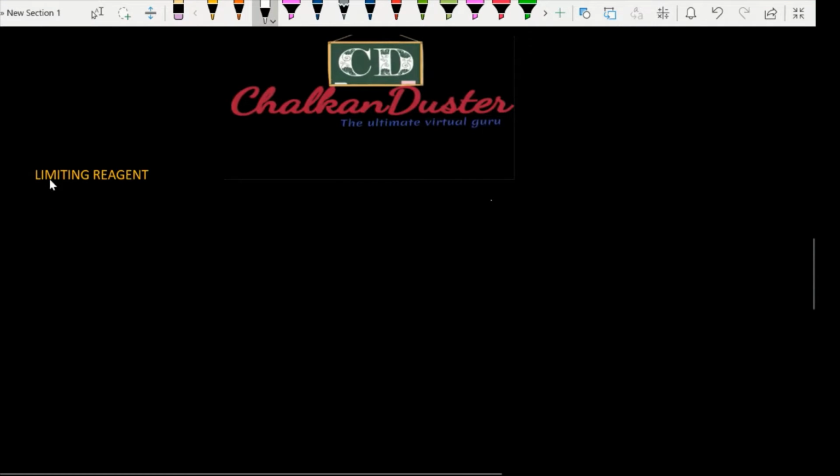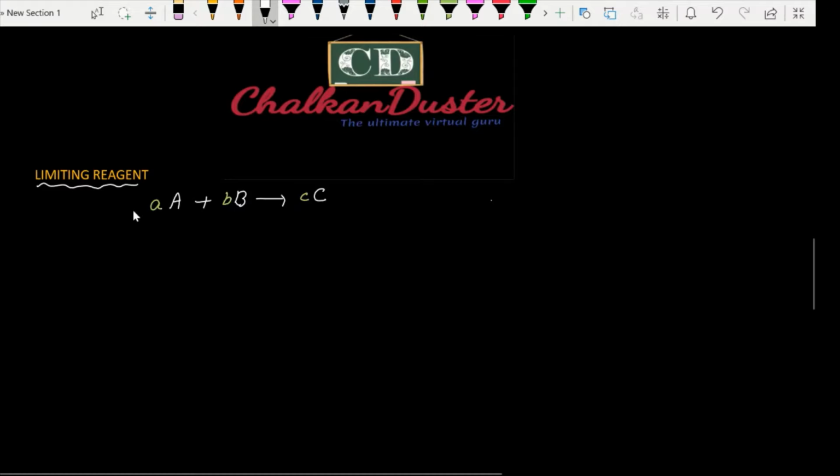Today we are going to discuss a small concept, limiting reagent, which is more important for CBSE board exams as well as competitive exams. To discuss this, let us consider a general reaction: a moles of A react with b moles of B to give c moles of C, where the small a, b, c represent the stoichiometric coefficients, whereas capital A, B, C represent the reactants and products.